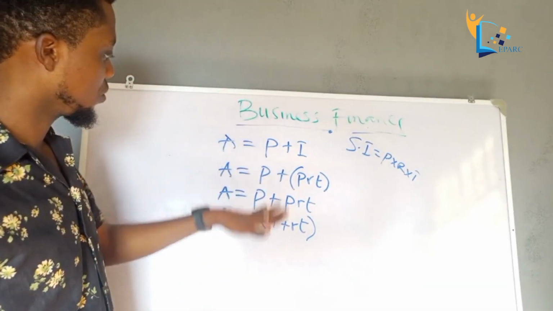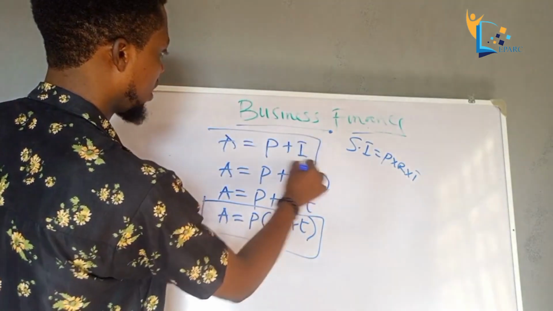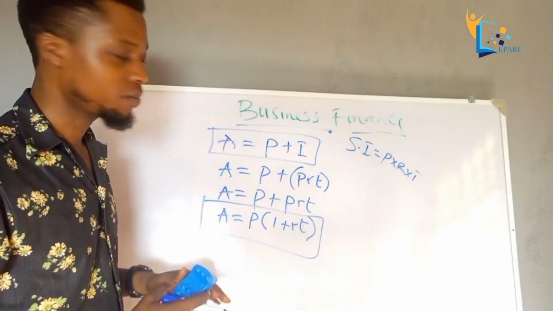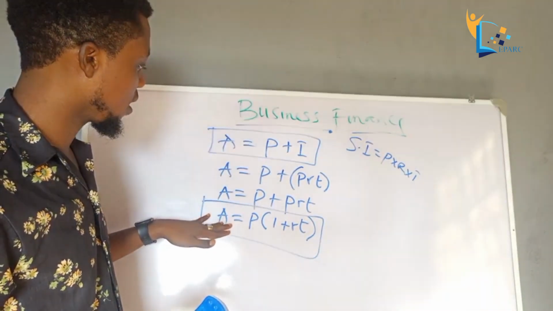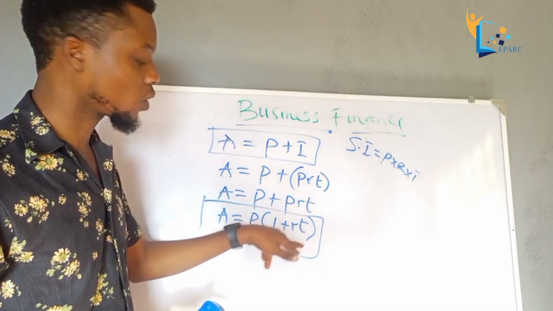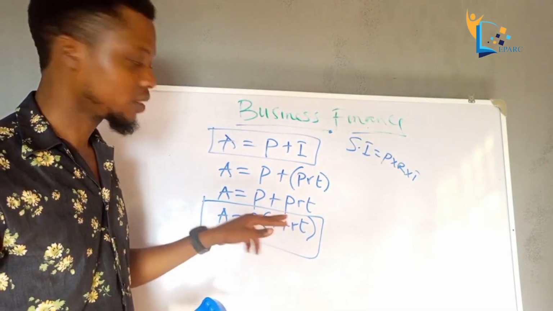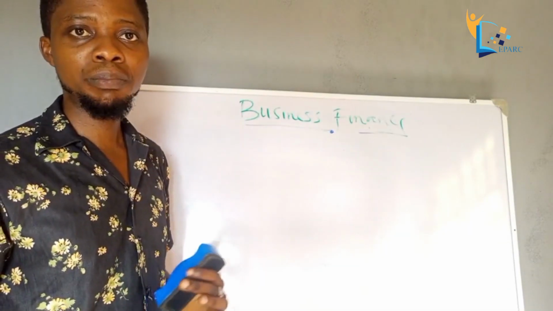So we have this also, which is the same as this. Okay, so amount is equal to principal plus interest, which is the same thing as here. Amount equals principal bracket 1 plus RT close bracket. This and this are the same. All right, now that's that about simple interest.